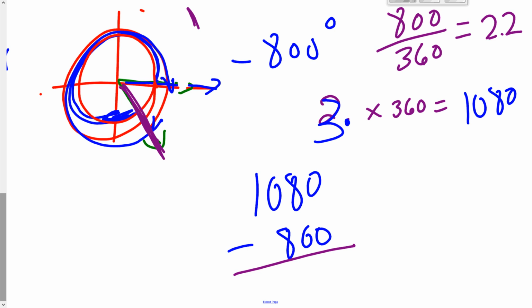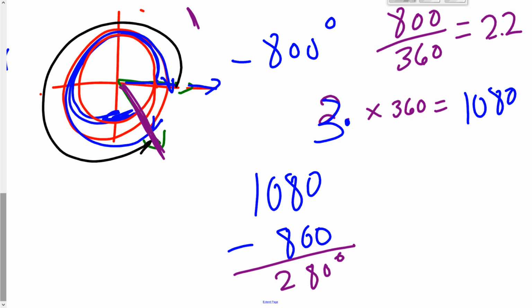And this is going to get me this 280, which is going to be my coterminal. It's going to be the distance from here around to where my angle stopped. So that might sound a little confusing. If you want to, you can just continue to add 360, add 360, add 360 until you get a positive number.